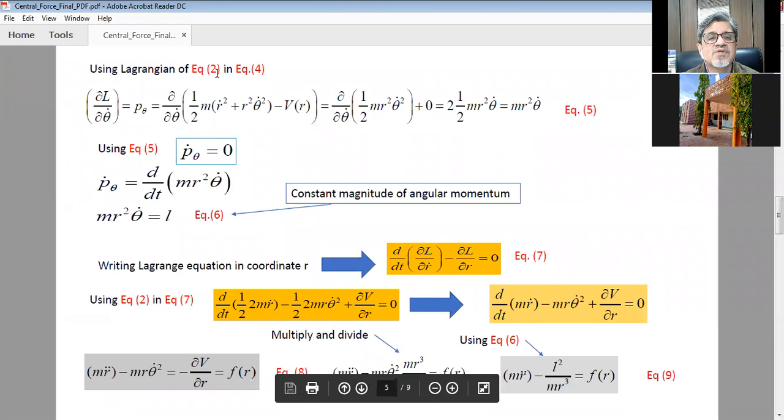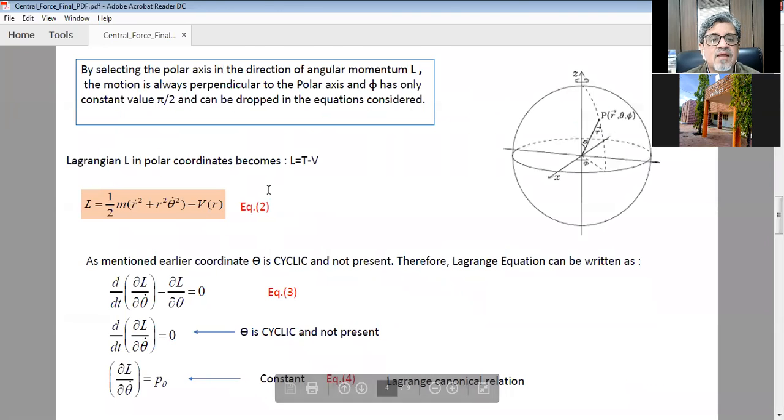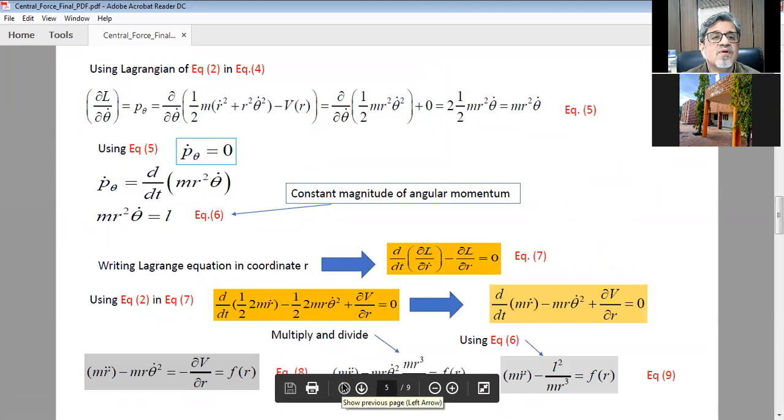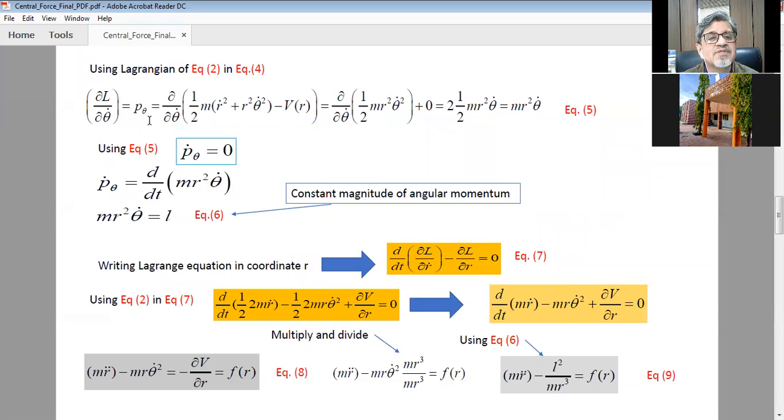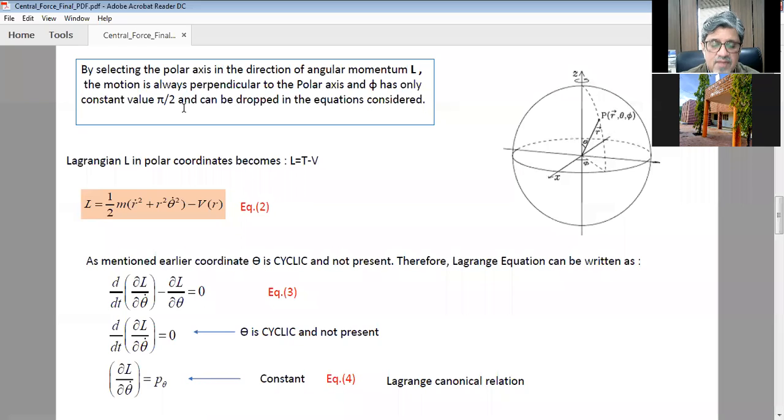So using equation 2 in equation number 4, let us go back. This shows that d by dt of p theta, that is p theta dot, is equal to 0, which means p theta is constant, because the differentiation of a constant quantity is 0. So that is equation number 4. Now using the Lagrangian, del L by del theta dot is represented as p theta, and we are putting equation number 2 in equation number 4.